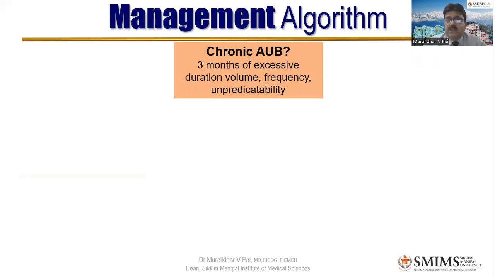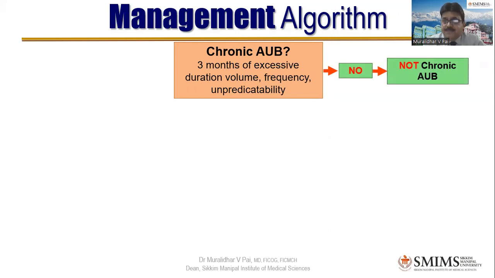So there should also be a variation in the frequency, and if it is unpredictable for the last 3 months, that's called chronic AUB. If it is not, then it is not chronic AUB. So you don't have to bother much. Manage it as an acute AUB, wherein if the bleeding is heavy, your concentration is towards stopping that particular bleeding. You don't worry much about the maintenance type of therapy. That is the meaning of this.